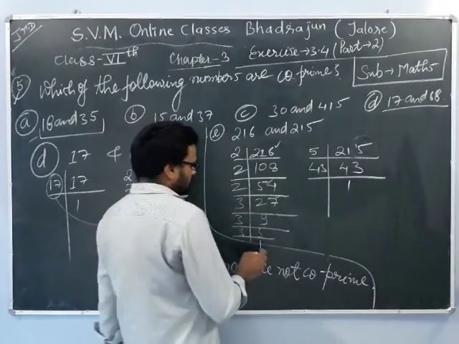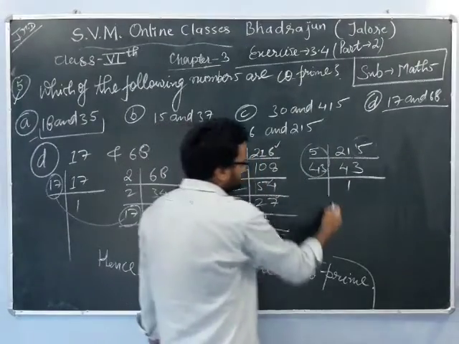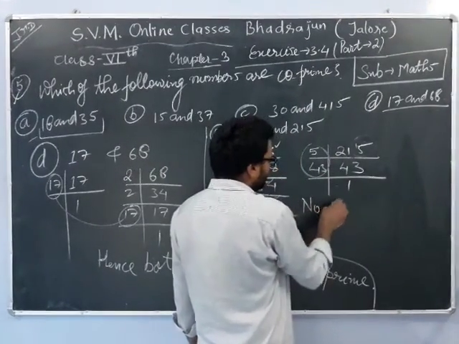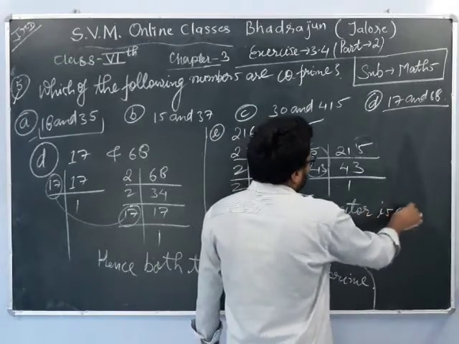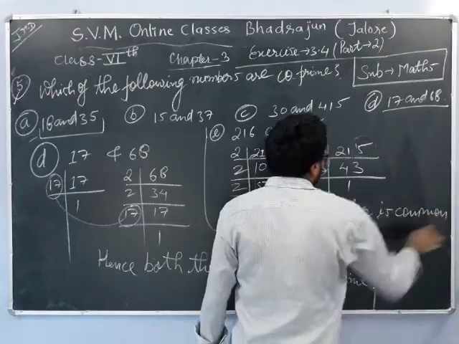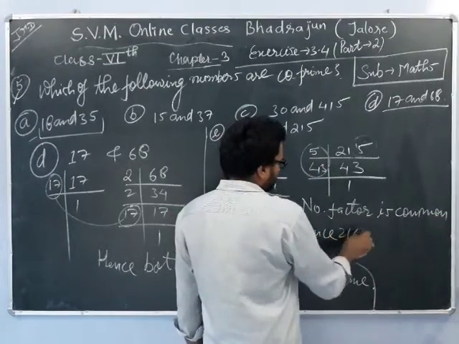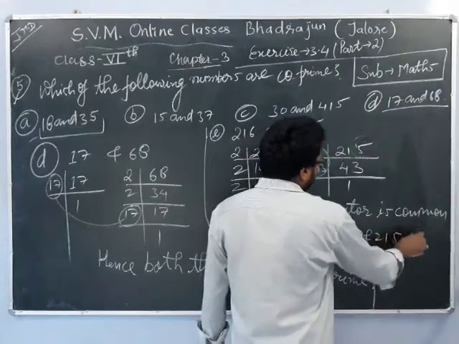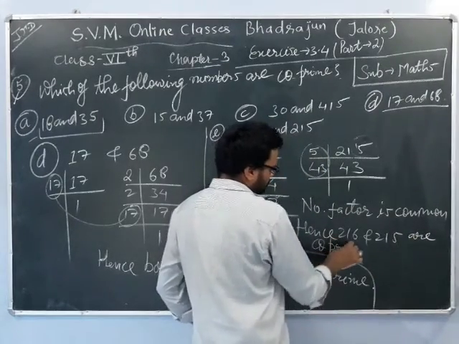Okay, now here we are seeing no factor is common once again, so no factor is common, hence 216 and 215 are co-prime numbers.